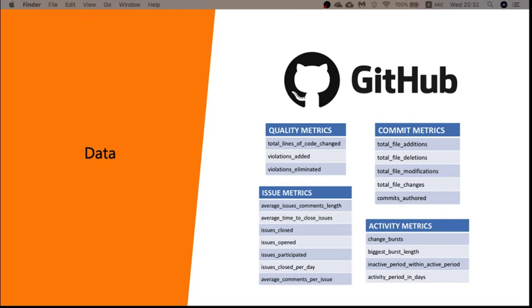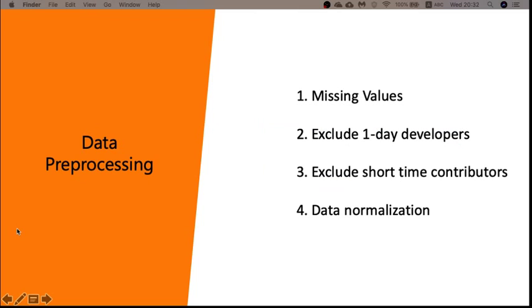So once we had the data set, the first thing we did was look at it and do some pre-processing on this data. The pre-processing included 4 steps. One was missing values elimination. The second step was to exclude all the one-day developers, all the short-time contributors in the GitHub repositories, and then to normalize the data.